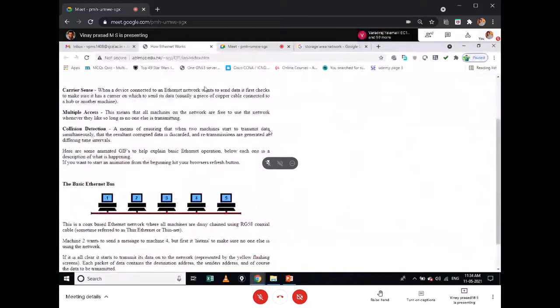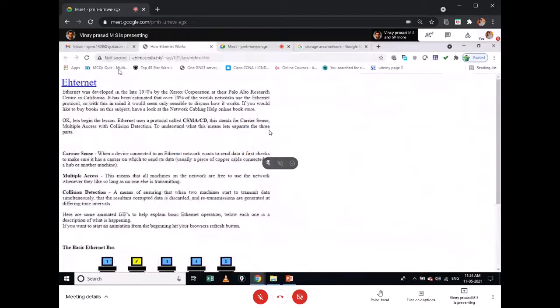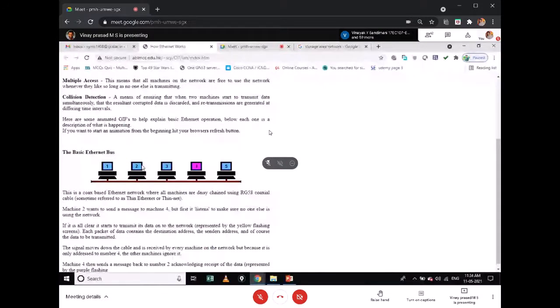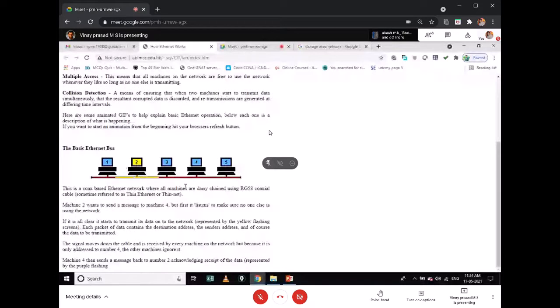Okay, you can see here. You can search in Google and you can see Ethernet. So this was a basic one where we used broadcasting. Here, it is a coaxial-based Ethernet network, where all machines were daisy chained using RG58 coaxial cable, and two machines want to send data. First it listens to make sure no one else is using this network. That is what CSMA is. And if both send simultaneously, then that will be a collision.